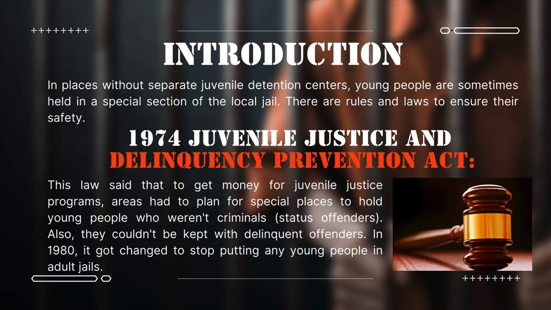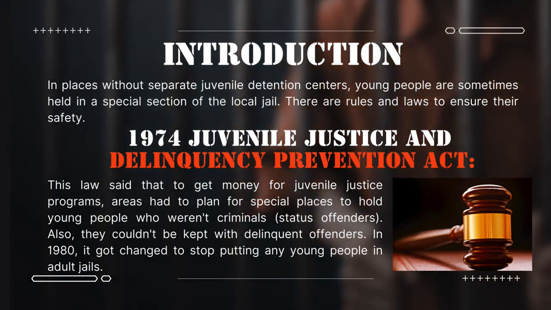One of them is the 1974 Juvenile Justice and Delinquency Prevention Act. This law says that to get money for juvenile justice programs, areas had to plan for special places to hold young people who weren't criminals, which are status offenders. Also, they couldn't be kept with delinquent offenders. In 1980, it got changed to stop putting any young people in adult jails.